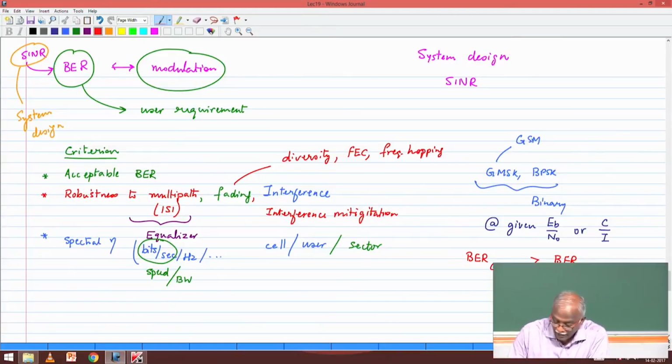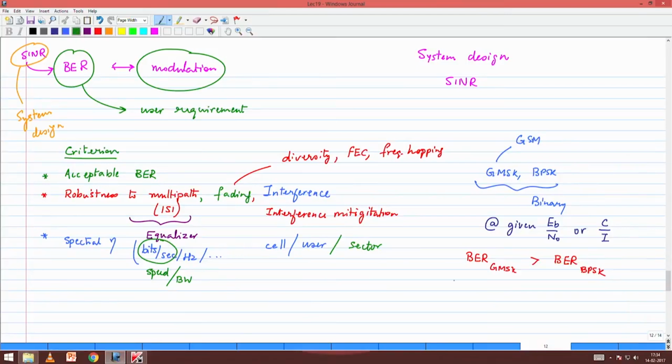Now it turns out that the receiver complexity of GMSK is also higher than the receiver complexity of BPSK. Actually, the receiver complexity of BPSK is very, very straightforward. So this is also the case. So the question is, why did they choose GMSK for GSM? They must have known that these two are obvious results, everybody knows about it.